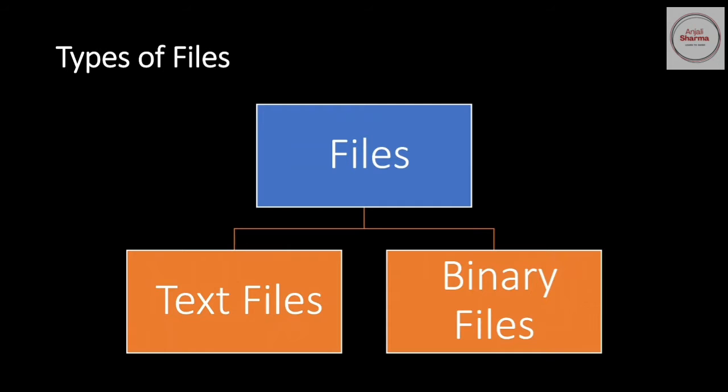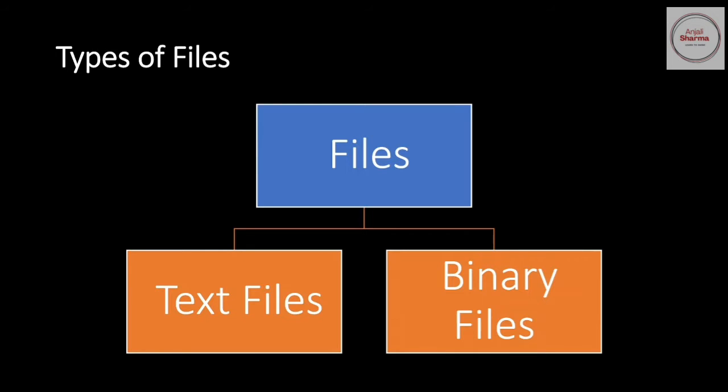Talking about the different types of files that are available, files can be categorized into two categories. The first is the text file and the second one is the binary file. A text file stores data in the form of characters. For example, if we store the employee name as Anjali, it will be stored in 6 characters, and the employee salary as 50,000 is stored in 7 characters, and so on. Normally, text files are used to store characters or strings.